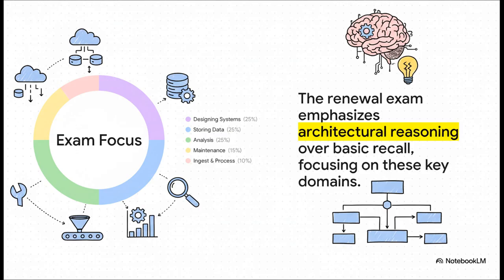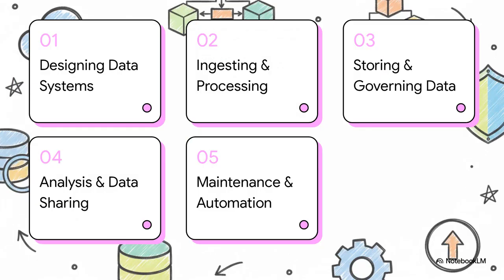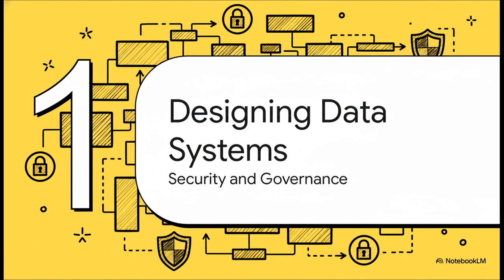That's the breakdown. So, to tackle this, we're going to structure our review around those 5 official domains. We'll hit designing modern data systems, ingesting and processing, storing and governing, analysis and sharing, and finally, maintenance and automation. The key here is focusing on the modern services and patterns they expect you to know now. All right, let's jump into Section 1, Designing Modern Data Systems.